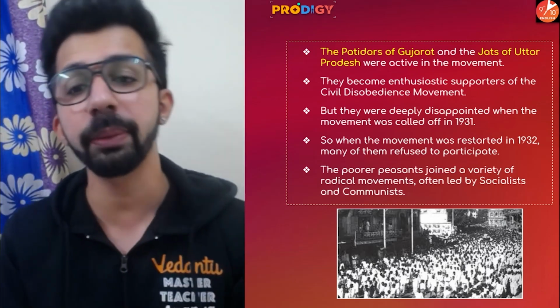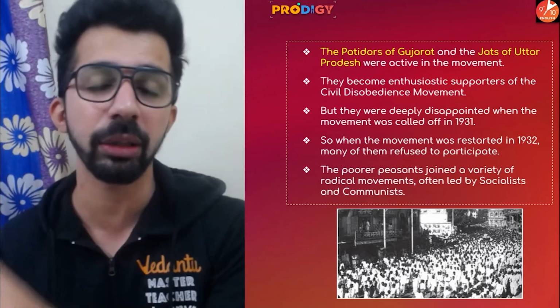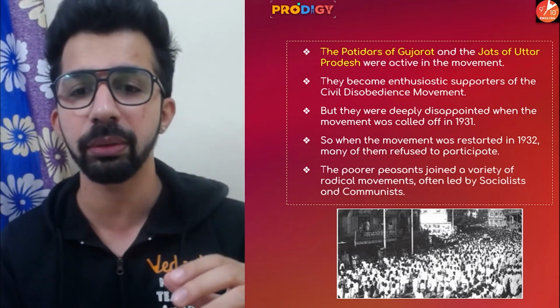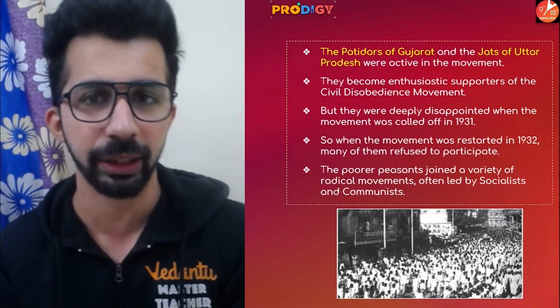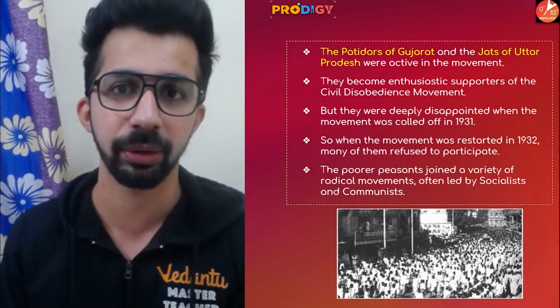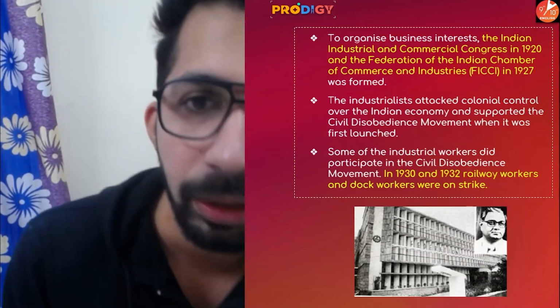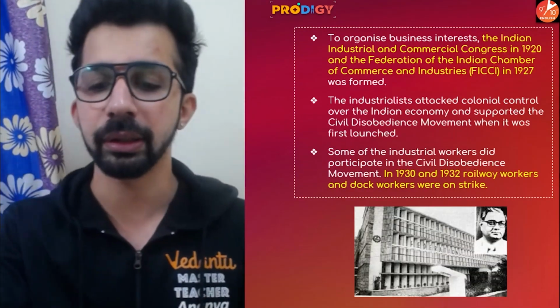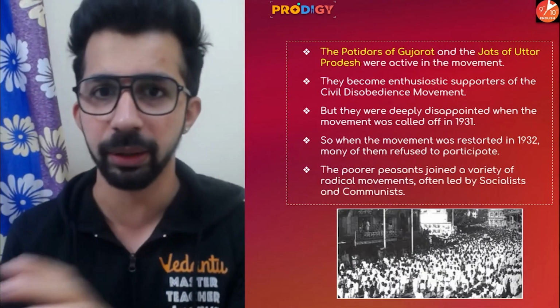Okay, so the poorer peasants joined a variety of radical movements. So guys, बाकी जो poor peasants थे उन्होंने क्या किया? They started supporting socialists and communists. All right. Okay. Now guys, this was about the farmers and the peasants.